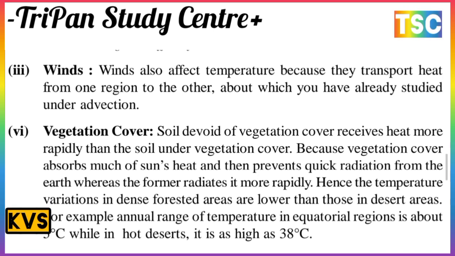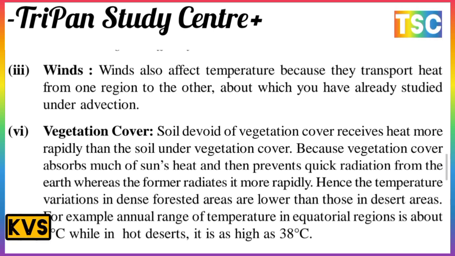And the next is vegetation cover. The soil without vegetation cover receives heat more rapidly than the soil under vegetation cover, because vegetation cover absorbs much of the sun's heat and prevents quick radiation from the earth, whereas bare soil radiates it more rapidly. Hence the temperature variations in dense forested areas are lower than in desert areas. You know that vegetation cover is an important effect on temperature.